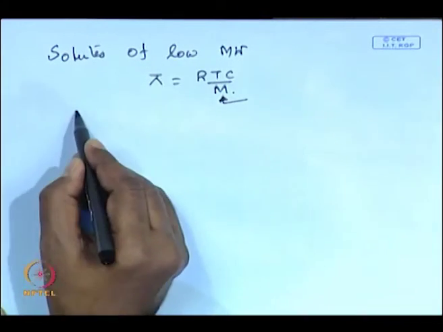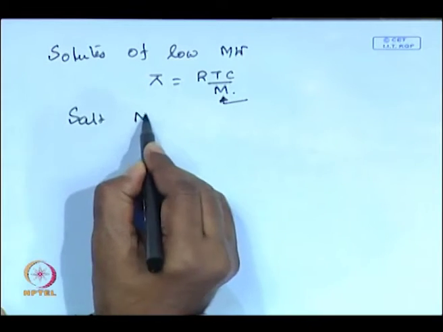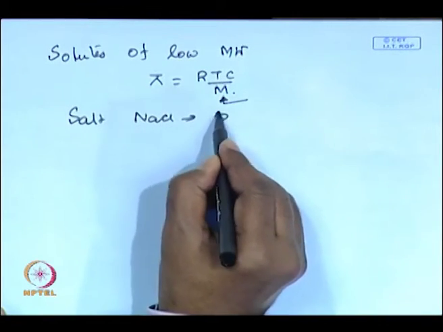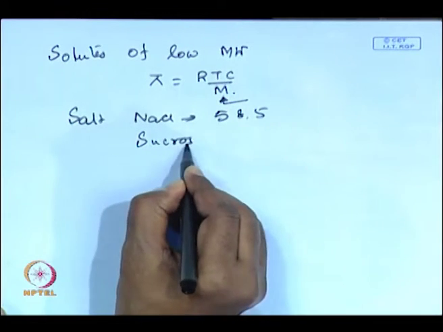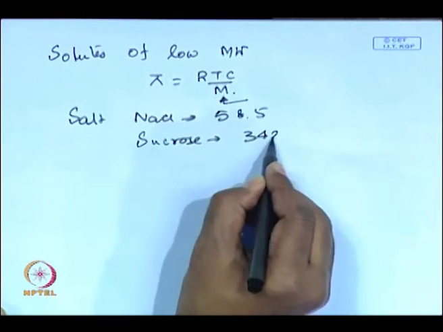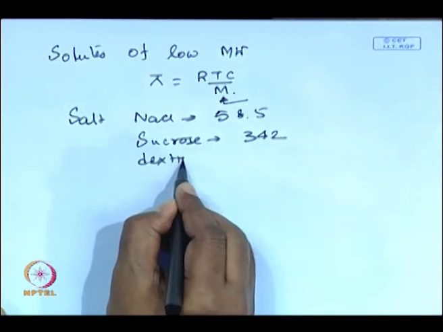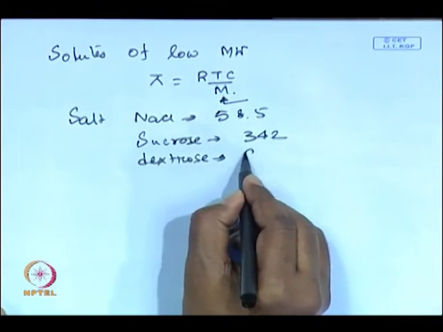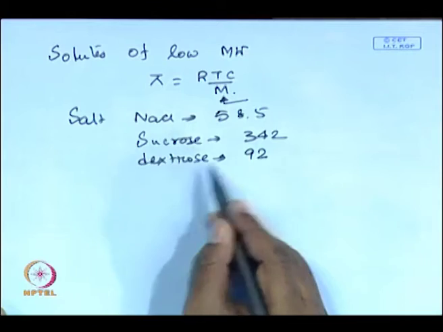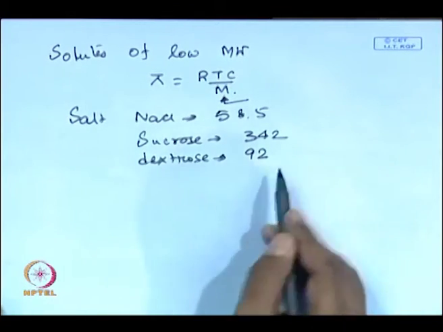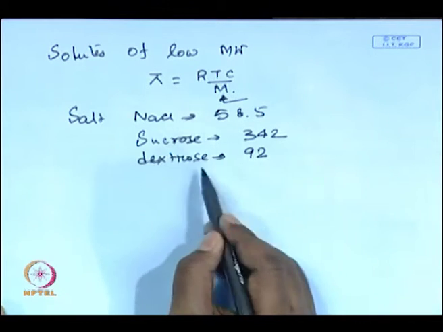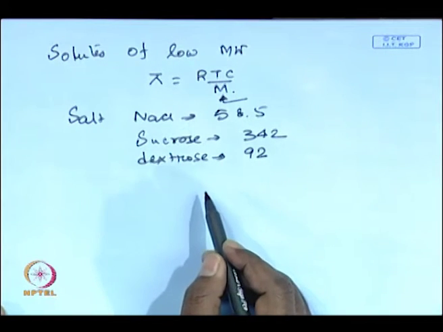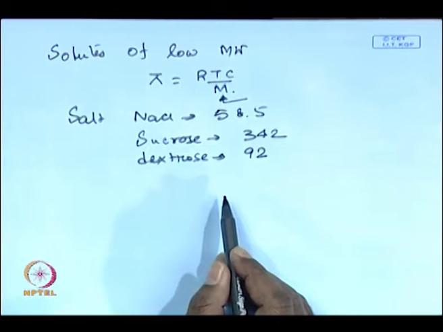For example, salt, NaCl, its molecular weight is 58.5. Sucrose is 342, dextrose 92, I guess, or 42 or something like that. So, if you have a molecular weight in the range of 1000, the osmotic pressure can be very important for the charge neutral solutes.